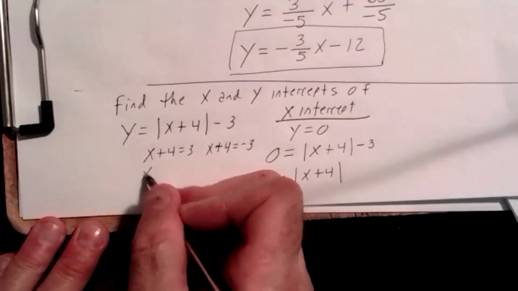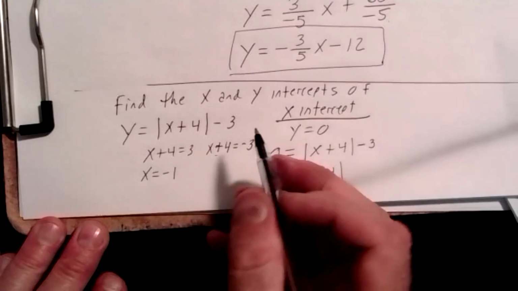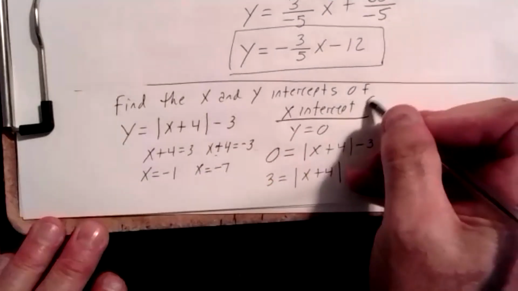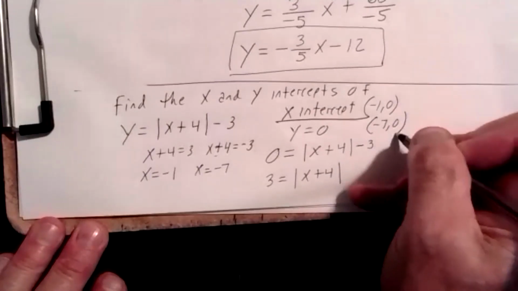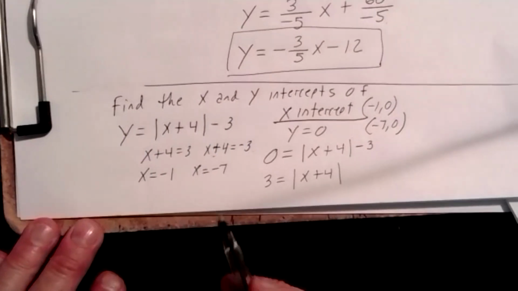Subtracting 4 from both sides here, we get one x-intercept as being -1. Subtracting 4 from both sides of this equation, we get another x-intercept, which is -7. So you got 2 x-intercepts, -1, 0, and also -7, 0. Those are your 2 x-intercepts of the graph of this absolute value equation.